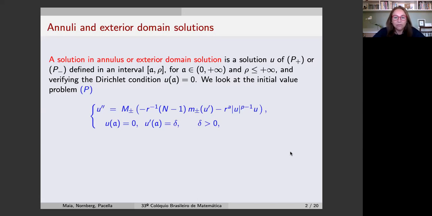Looking for this type of solutions, we approach the initial value problem P, which is the expression of Pucci's operator in radial form, u'' equal to M plus/minus of the expression inside, and u(a) equals 0, u'(a) equals delta, an initial velocity at a, with delta positive.